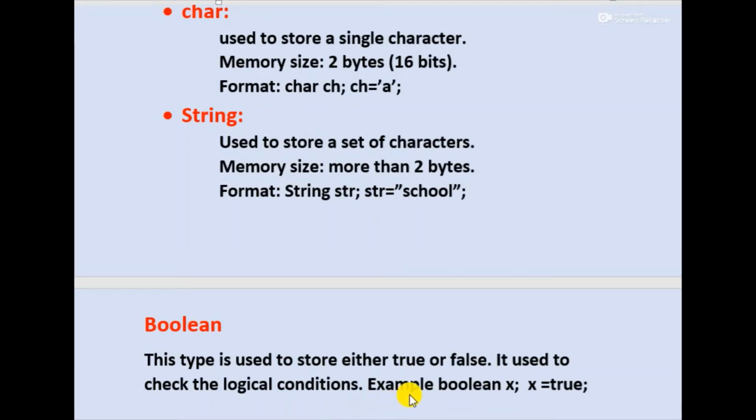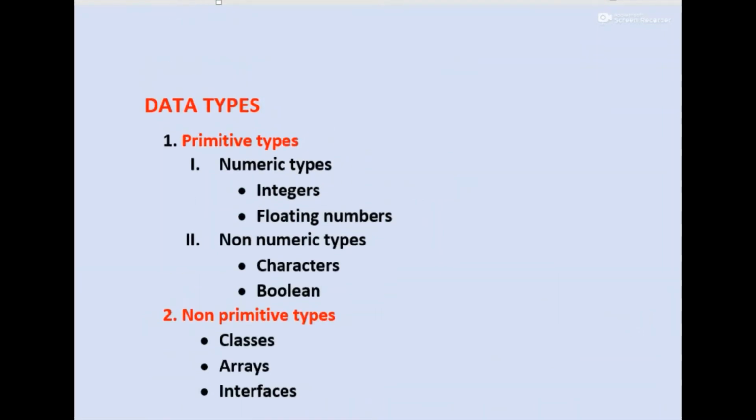Here we can observe one example of a boolean variable. Boolean, then the variable name, that is x. And here we can observe the value of this x is true. So that means a boolean type of variable can hold only one value, that will be true or false. So these are the different types of primitive data types.